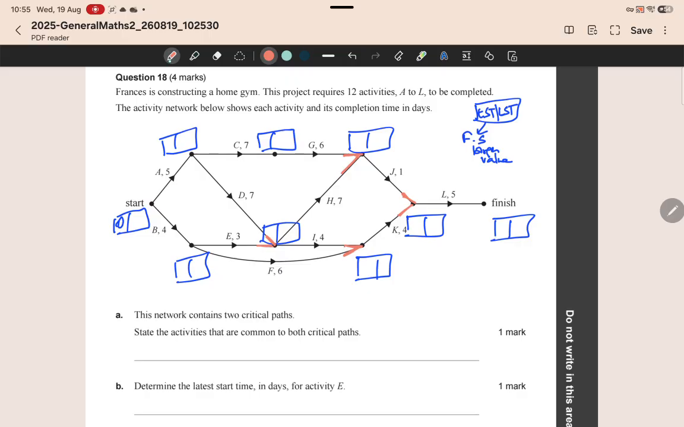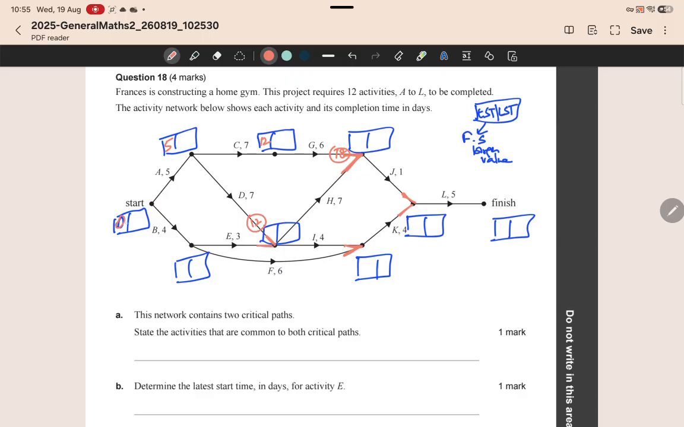So 0 and 0 plus 5 is 5. So you could go along C. 5 plus 7 is 12, and 12 plus 6 is 18. Now because it's a place where I have to make a choice, I try and write the choice here. Now I go back to the end of edge A and go along D. 5 plus 7 is 12. I can see that I'm going to make a choice here again, so I write it there.